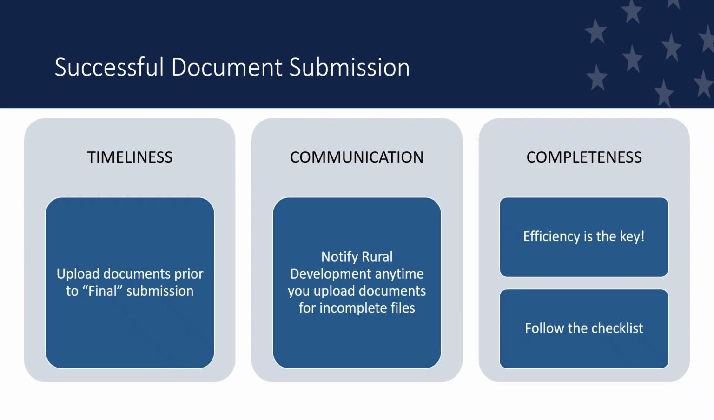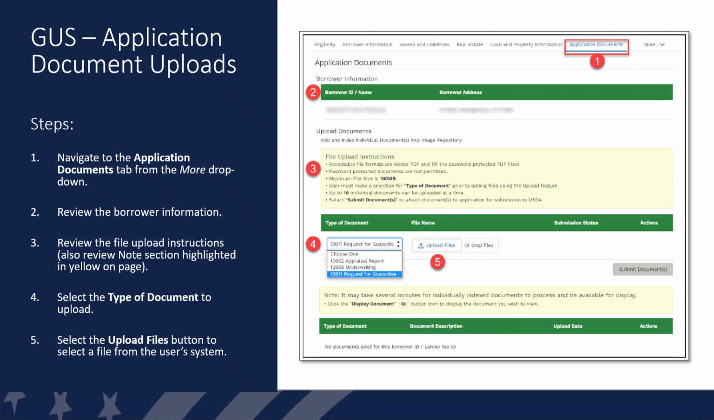submission. All documents except the appraisal should be assembled in one electronic file following the checklist stacking order, and preferably in black and white, while appraisals should be uploaded in color form. During the loan application creation and submission, the user may choose to upload documents associated with the loan application. This may include an appraisal report, underwriting, or request for guarantee. Start by selecting the More drop-down menu and select the Application Documents option.